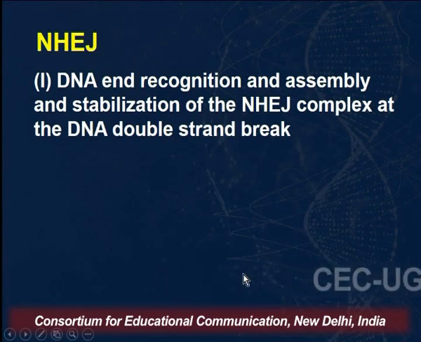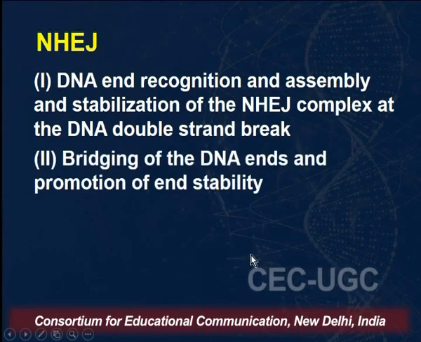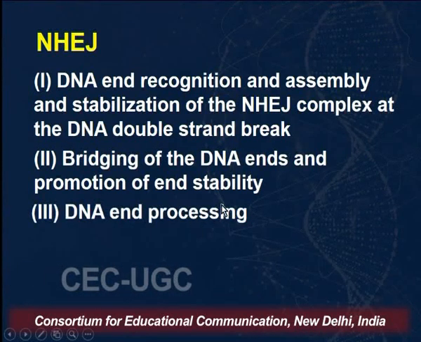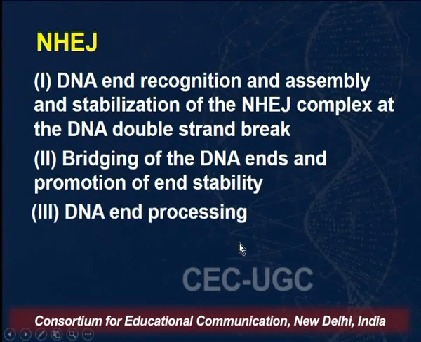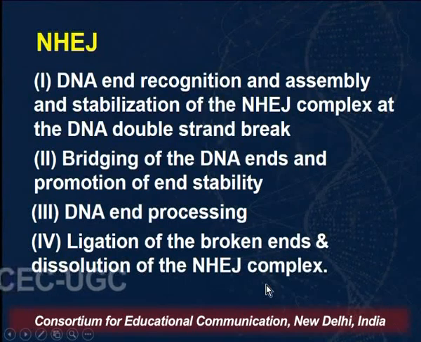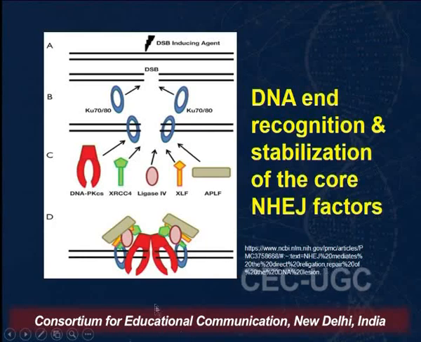The first is the DNA end recognition and assembly and stabilization of the NHEJ complex at the DNA double strand break. Then the bridging of the DNA ends and promotion of the end stability. The third step is the DNA end processing. And the fourth step is the ligation of the broken ends and dissolution of the NHEJ complex. Now let's look at these steps a little bit in detail.